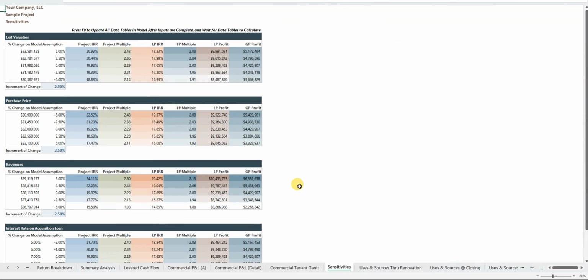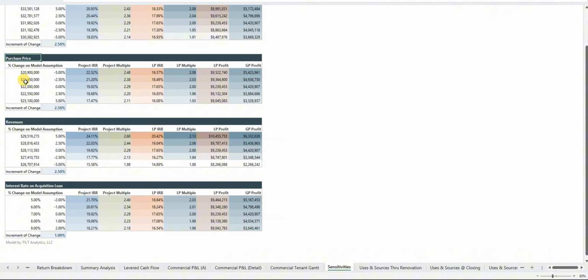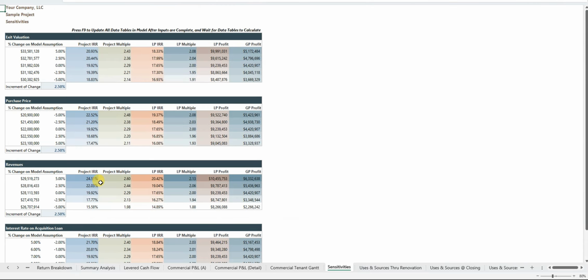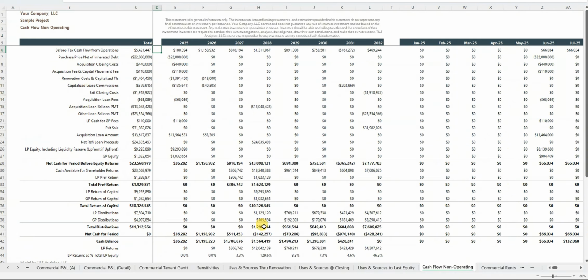There's also a number of what ifs to evaluate sensitivities on, for example, what if your exit valuation is different than what you think it's going to be? And it can show you a range of possible scenarios and the impact on various metrics here. So project IRR, LP IRR, LP multiple, and so on. We have variations on purchase price. What if your revenues are different than what you think? What if the interest rate on the acquisition loan is different than what you think? And so on. There's uses and sources charts.